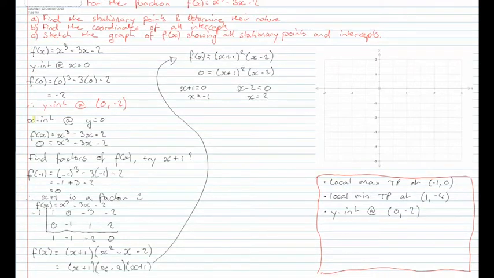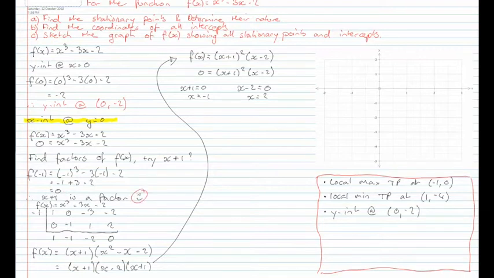Okay, so to find the x-intercepts, we make y equal to 0. So I've got f of x is equal to x cubed minus 3x minus 2, making that equal to 0. Now because there are different types of x, there's x cubed and x's, we need to factorize. So I need to find factors of f of x. Say for example, let's try x plus 1. So to do that I substitute negative 1, and when I found out that my remainder was 0, I knew that x plus 1 was a factor.